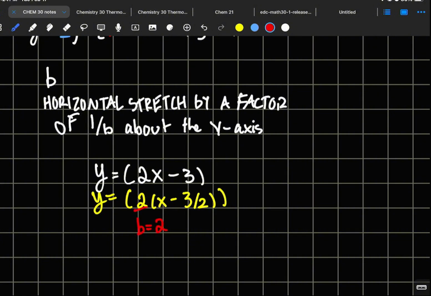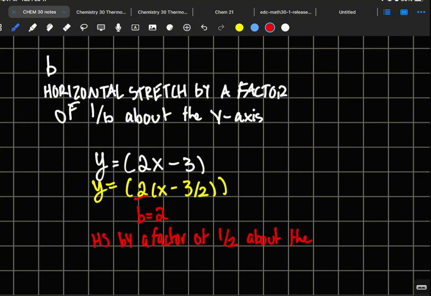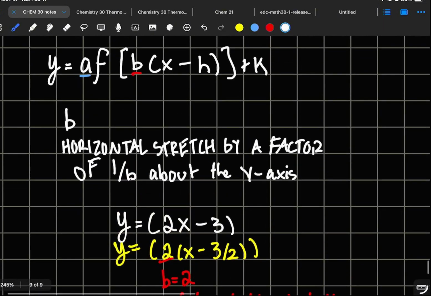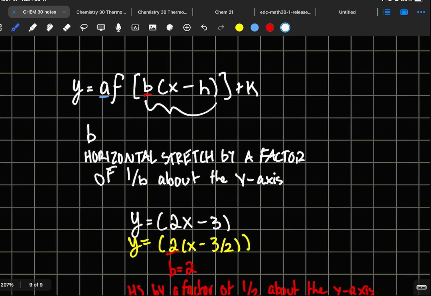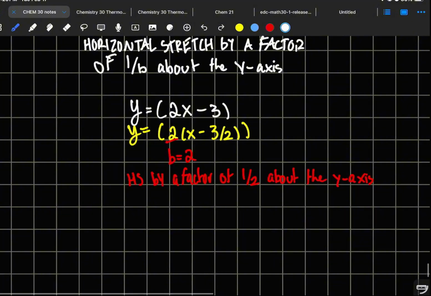So the way you would describe this transformation is you'd say there is a horizontal stretch by a factor of 1/b. So 1/b is going to be 1/2, since b is equal to 2. Of 1/2 about the y-axis. And again, you can test this parameter out. The only difference between the horizontal stretch is it's going to be inside the brackets where x is, and it's going to affect the h parameter, whereas the a value is going to be outside of these brackets. So make sure you're able to differentiate between the two.